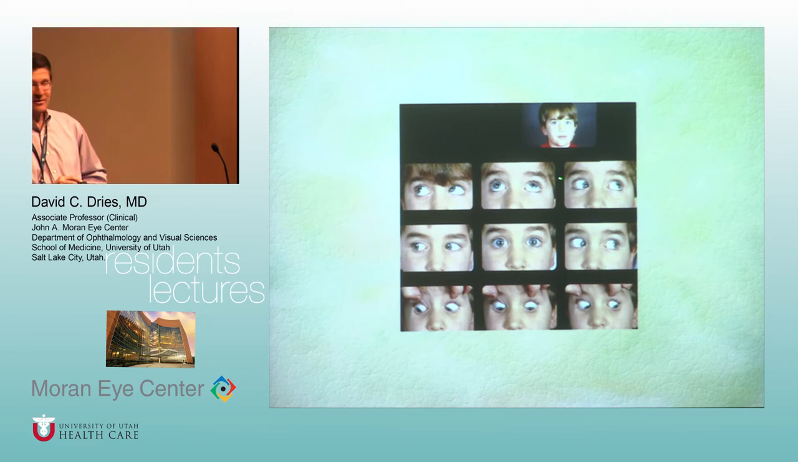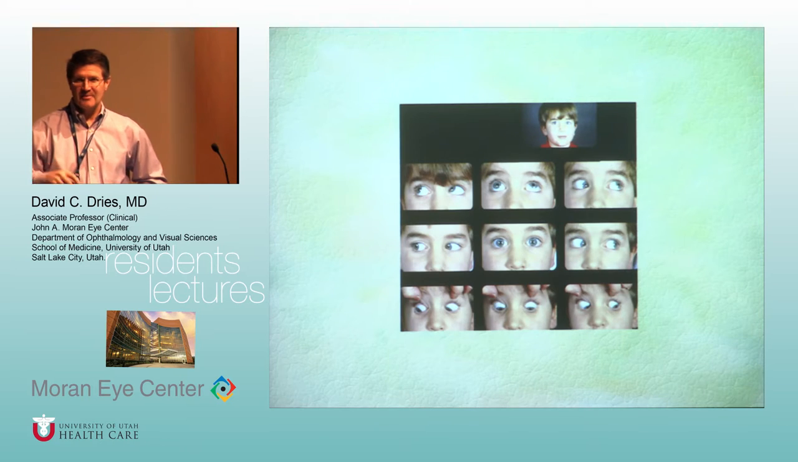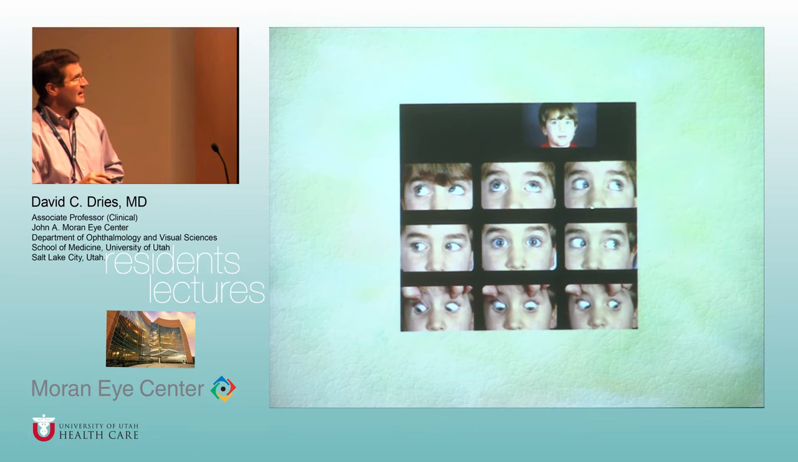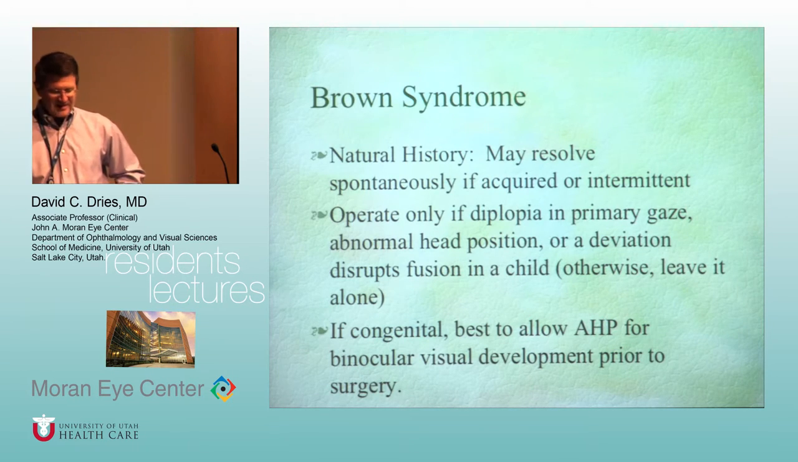He's got a left head turn. Does that make sense? So he gets that eye out of the direction where his eye misalignment happens. And he can't elevate the eye in adduction. This eye looks good, good elevation. And look, superior oblique works in depression. So that's Brown syndrome. And why does it happen?